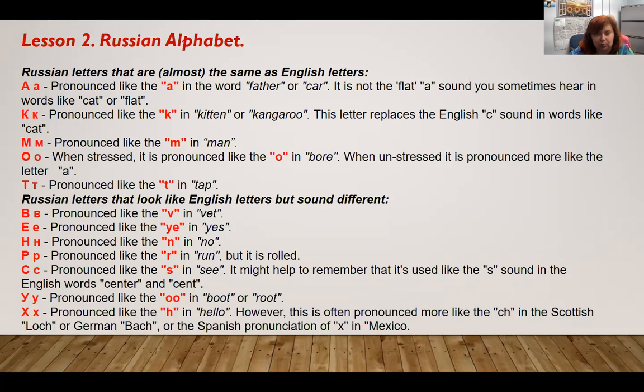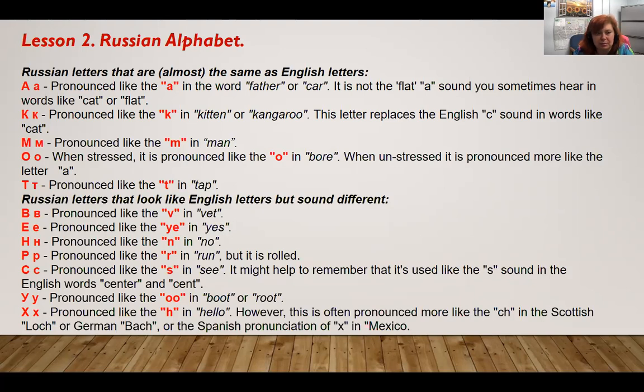I want to point out again that all Russian letters reflect the sounds of only Russian language. So there are no letters that are not used or that we inherited from somebody else, from another alphabet. They're all created solely to write down the native sounds. So M looks like English M and sounds like English M, like M in the word man. O.